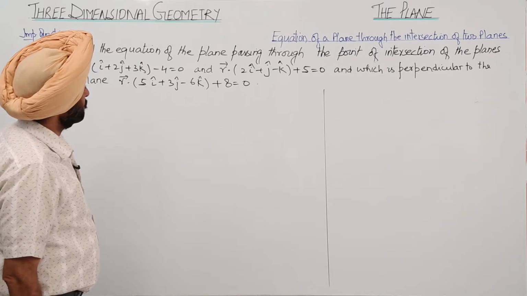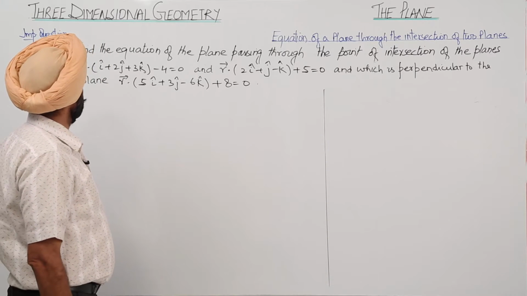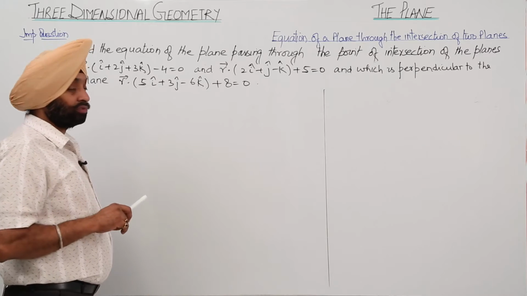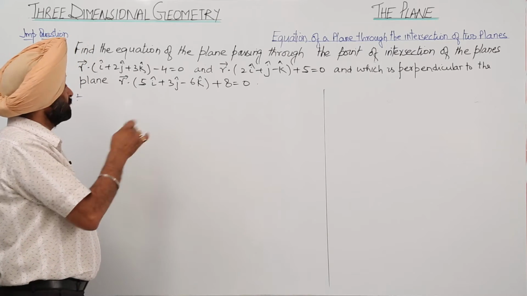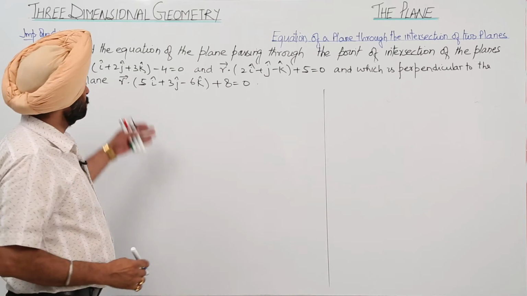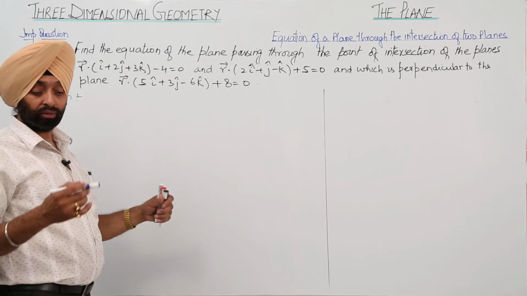Find the equation of the plane passing through the point of intersection of the planes. Now the equation of the planes is given in the vector form, and the plane which is perpendicular to it is also in the vector form. So we are going to solve this question in the vector form.